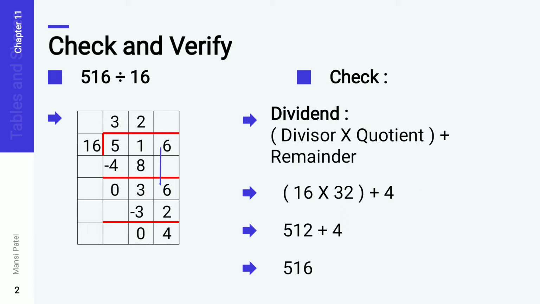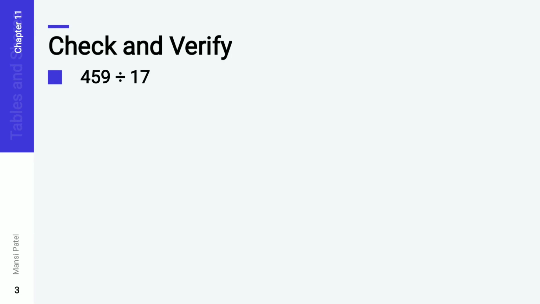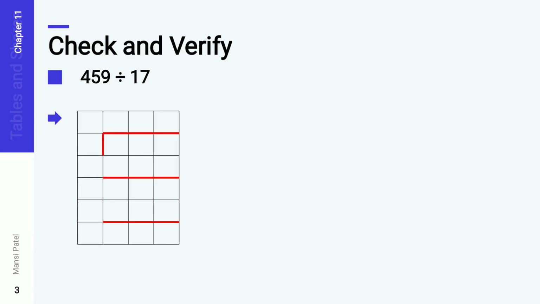Let us see one another example. Again, you have to check and verify. And your number is 459 divided by 17. So first we have to do the division. 459 divided by 17. Now your first digit is 4, which is smaller than 17, so you have to take 2 digits. It becomes 45. Now in the table of 17, are you getting the number 45? No. Less than 45? Yes.